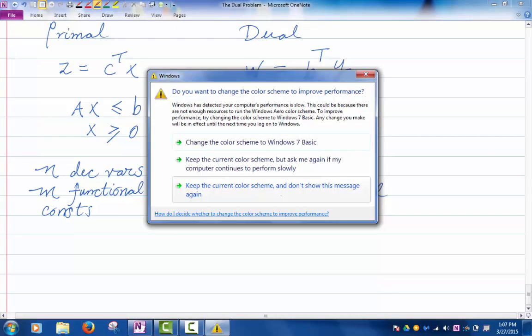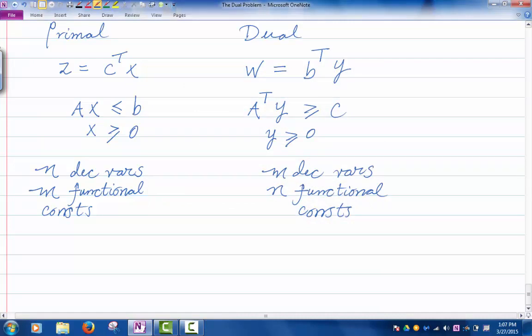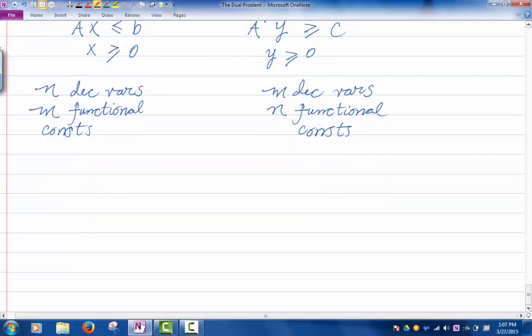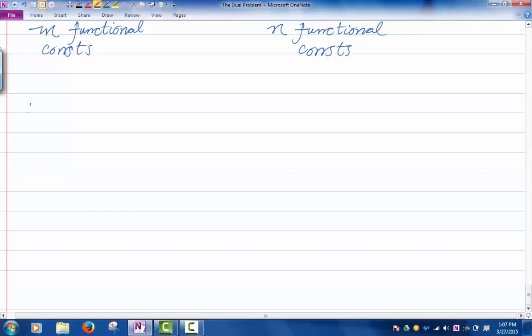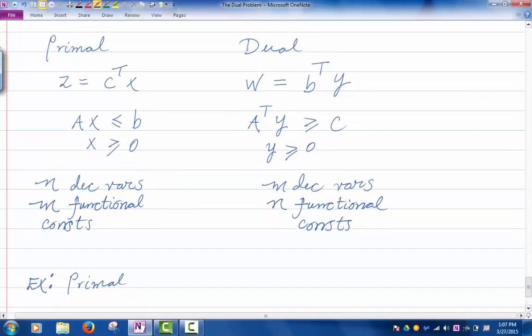So let's look at some examples. Let's say I have this primal problem. By the way, in the dual problem, are you minimizing or maximizing? In the primal problem, you're maximizing, and in the dual problem, you're minimizing, right?